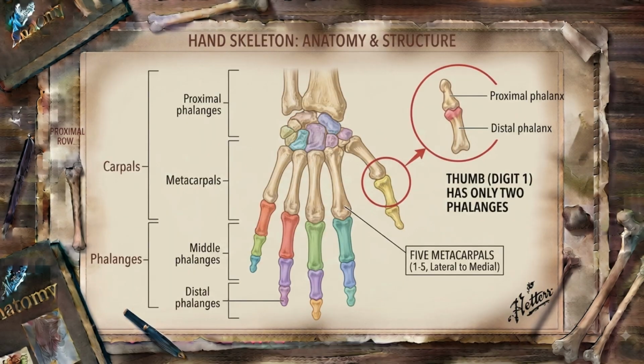Now let's move into the hand. The skeleton consists of 8 carpals, 5 metacarpals, and phalanges. The thumb has 2 phalanges, proximal and distal. The other fingers have 3 phalanges: proximal, middle, and distal. This is basic anatomy, but it is important because the muscle and tendon actions depend on these.